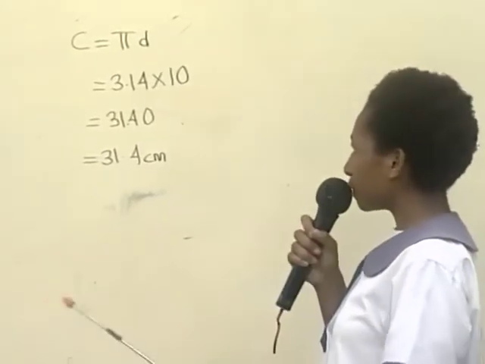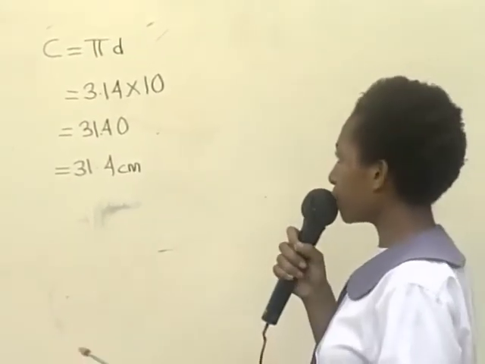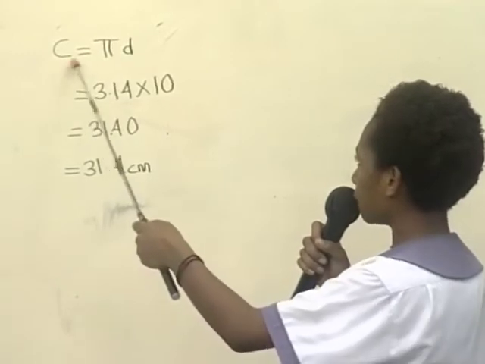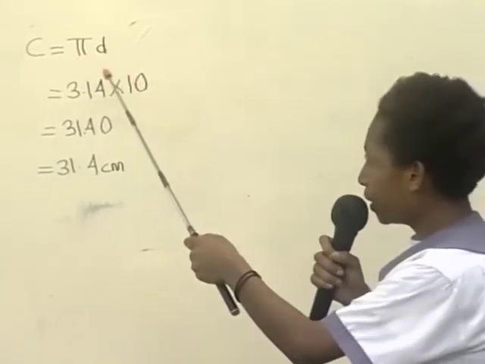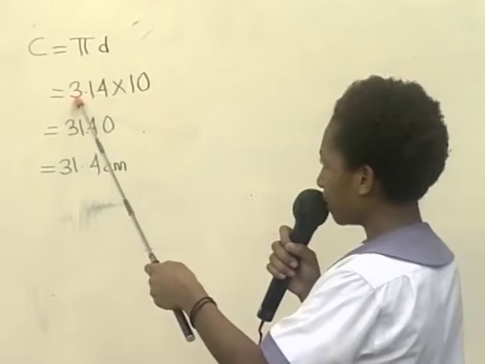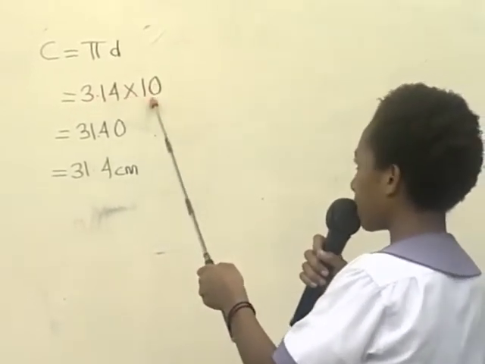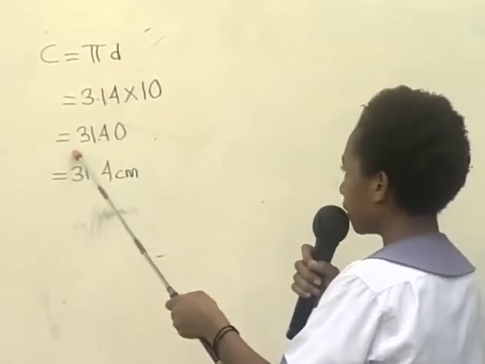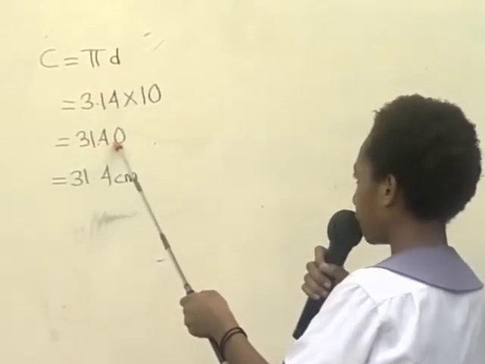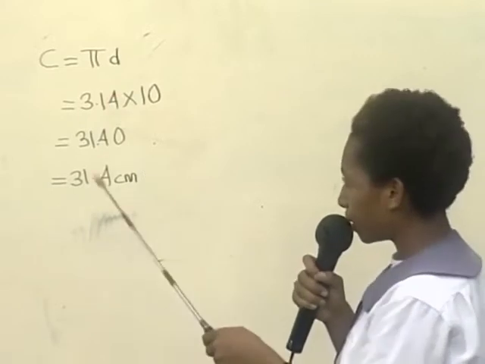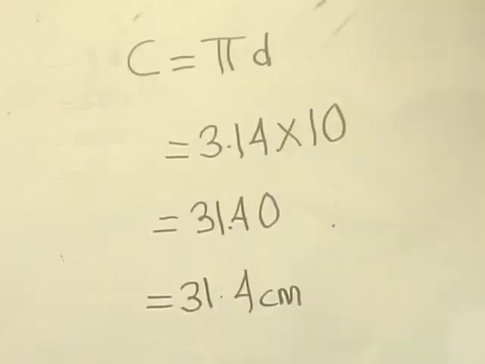To find the circumference of a circle, you have to use the formula circumference equals pi d. So the value of pi is 3.14 multiplied by 10, the diameter, equals 31.40. After a decimal, when there is a 0, you leave the 0 out and write the number. So the answer is 31.4 cm. That's the value of the circumference.